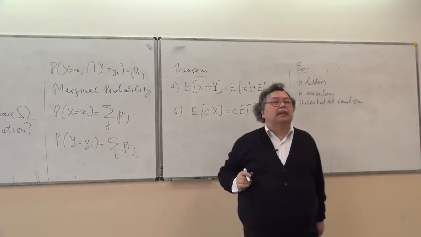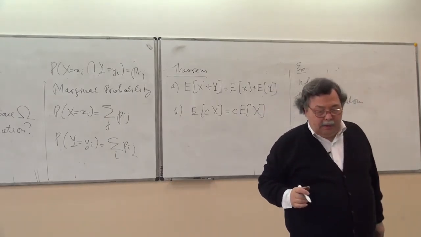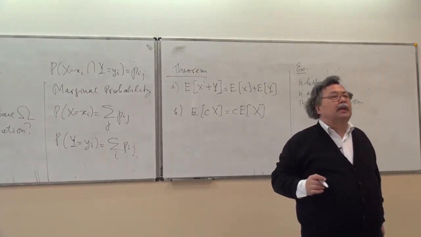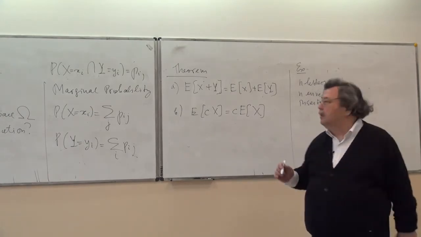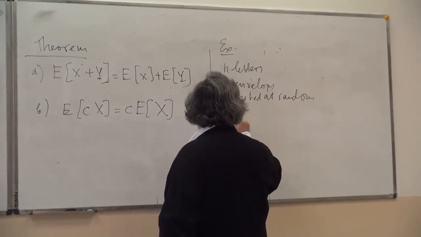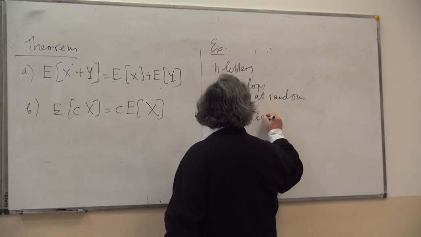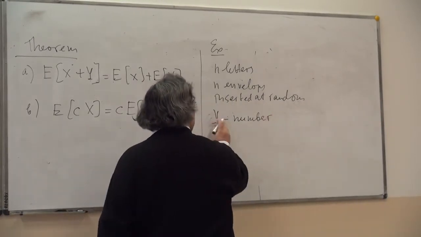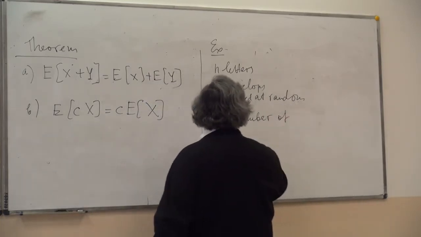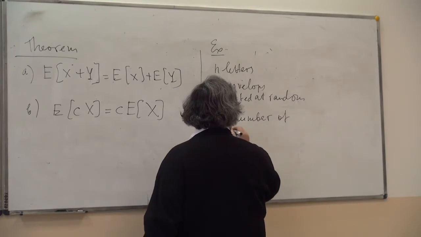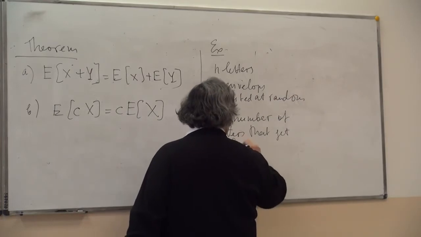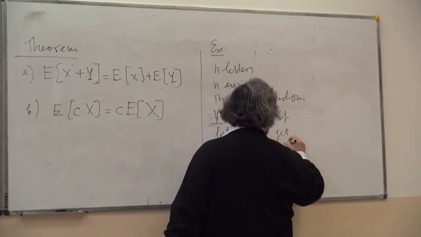Now, what's the expected value of the letters that get into the right envelopes? Okay. So let's define the variable y as the number of letters that get in the right envelopes.